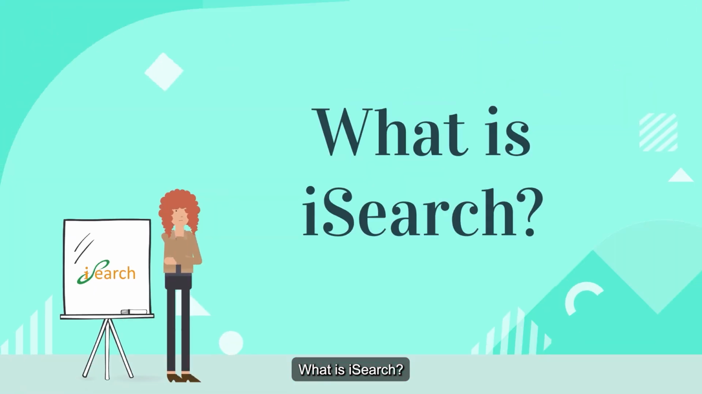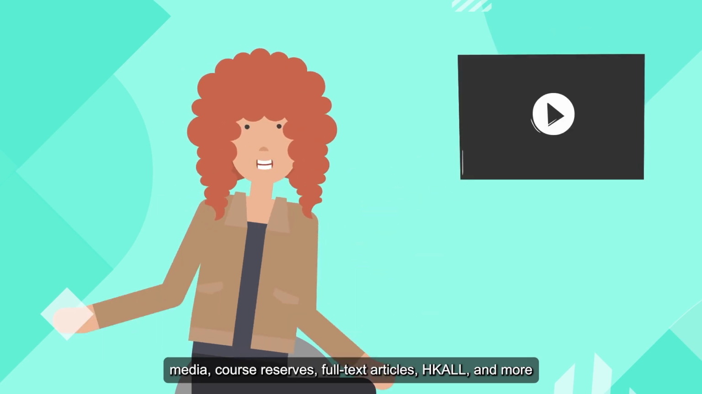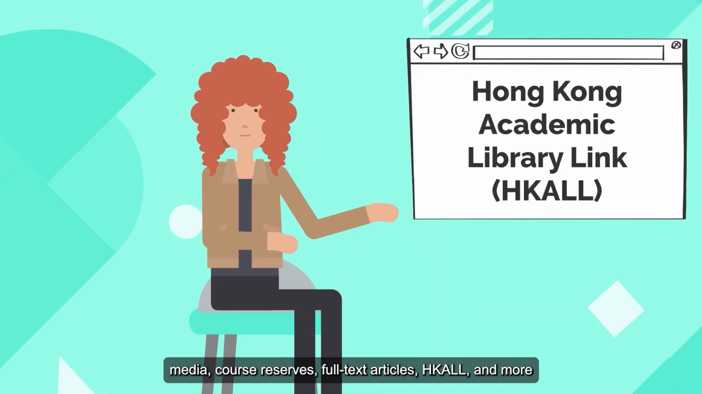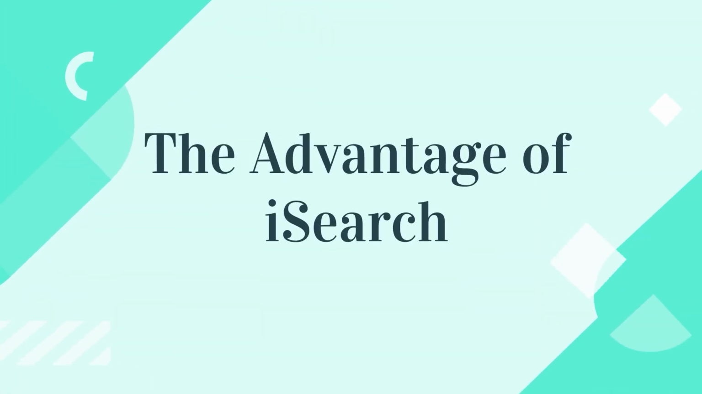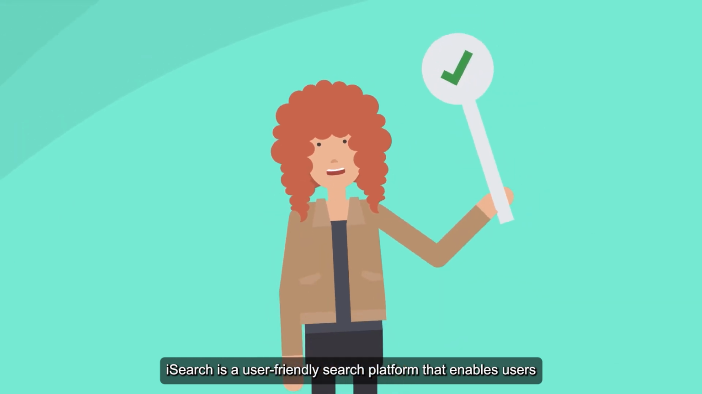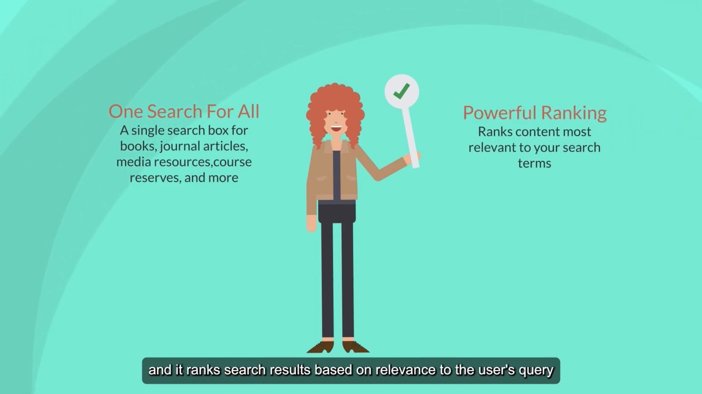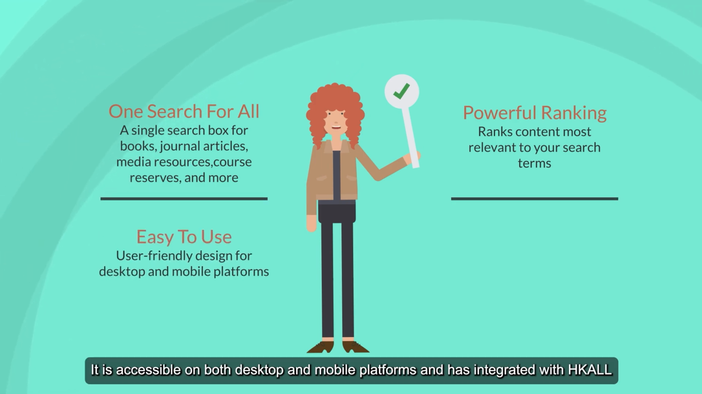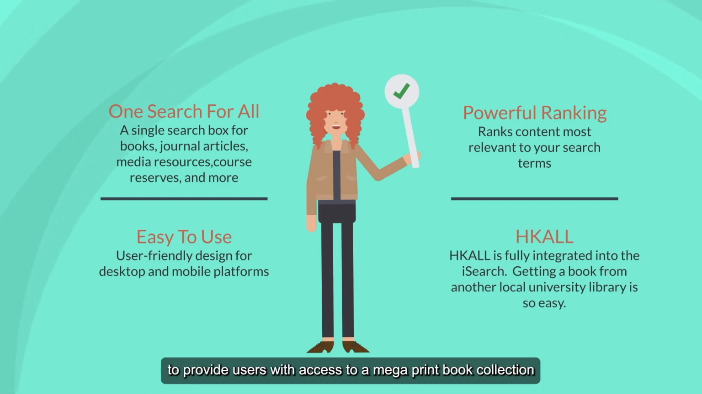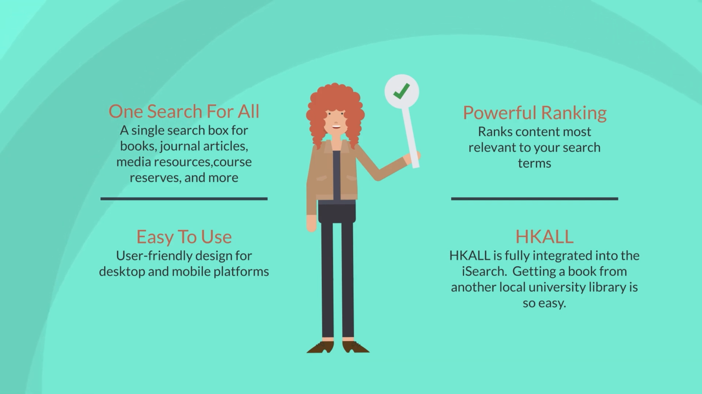What is iSearch? iSearch is a one-stop platform for finding library books, journals, media, course reserves, full-text articles, Hong Kong academic library link, and more. iSearch is a user-friendly search platform that enables users to search across multiple databases and library catalogs simultaneously, and it ranks search results based on relevance to the user's query. It is accessible on both desktop and mobile platforms and has integrated with Hong Kong All to provide users with access to a mega print book collection held in all UGC University libraries in Hong Kong.